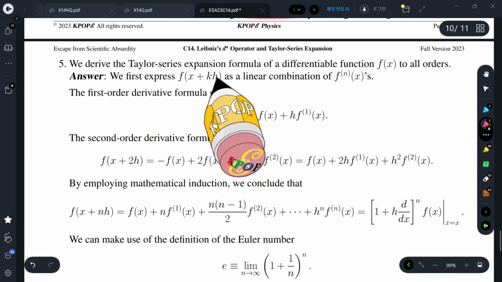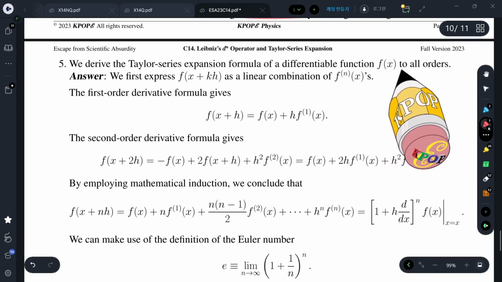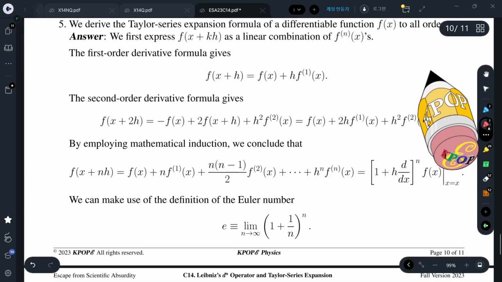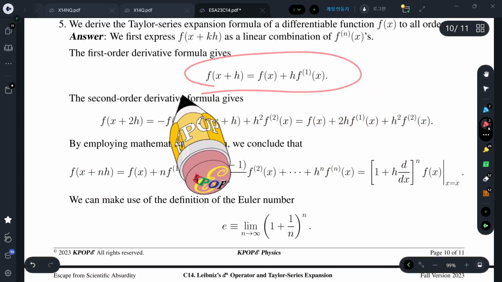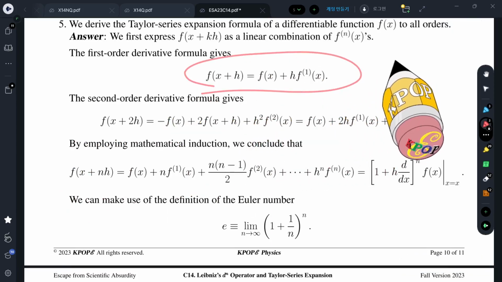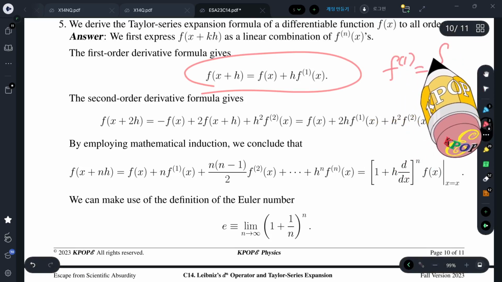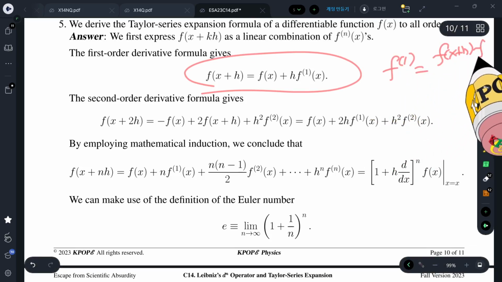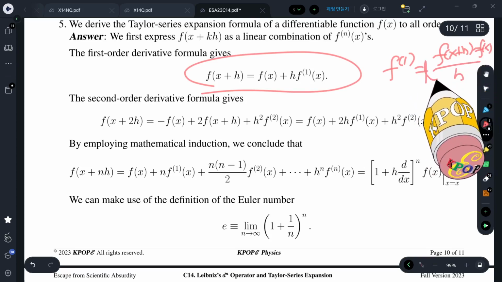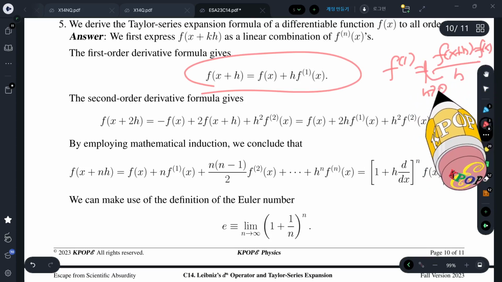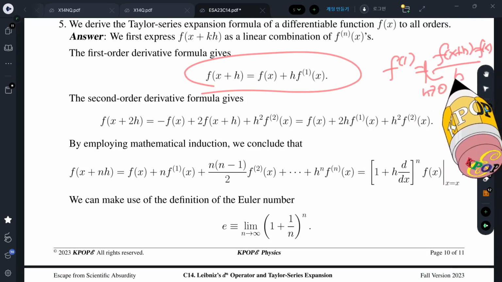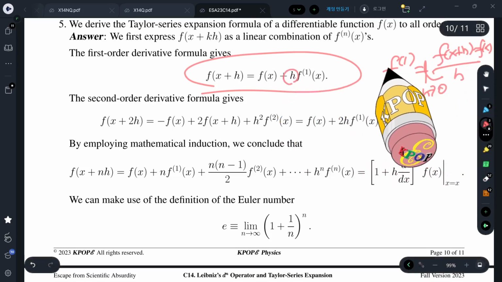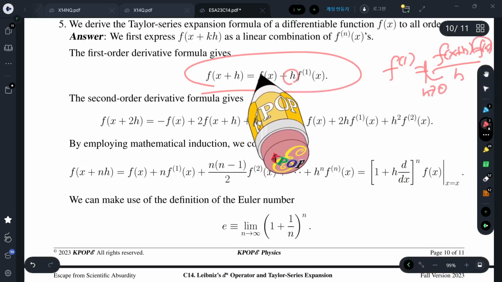We derive the Taylor series expansion formula of a differentiable function to all orders. What's that? We have this. First order derivative is f of x plus h minus f of x over h, limit h goes to 0. Okay, what I have done is I have multiplied h on both sides and moved this guy to the left.